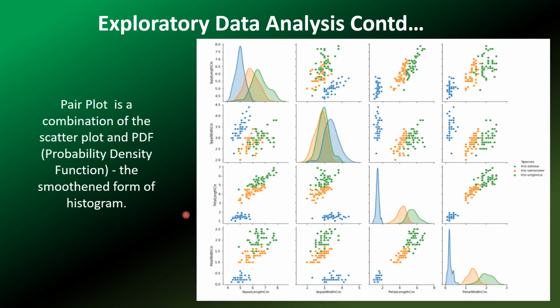So the next type of chart is also a multivariate chart. So it's called a pair plot. So it's a kind of a combination of scatter plots as well as the probability density function. So in the diagonal, we can see the probability density functions, also called PDFs. So they're nothing but the smoothened version of the histograms. And in the non-diagonal, we can see the scatter plots, like what we had seen earlier. So it shows how the data points are scattered across the two features. So they are just showing all the combinations in a single plot.